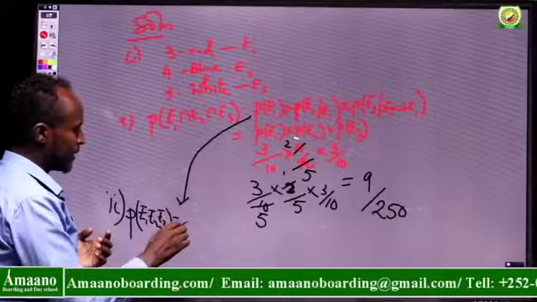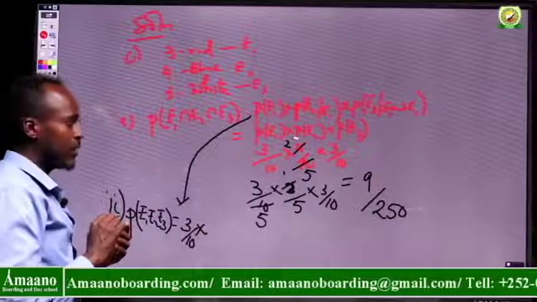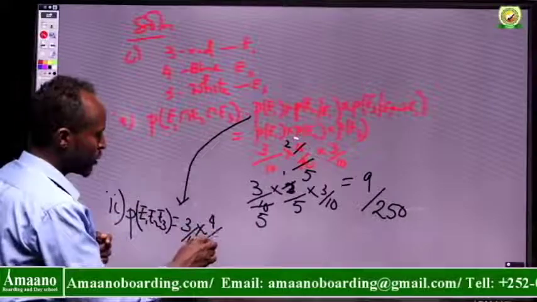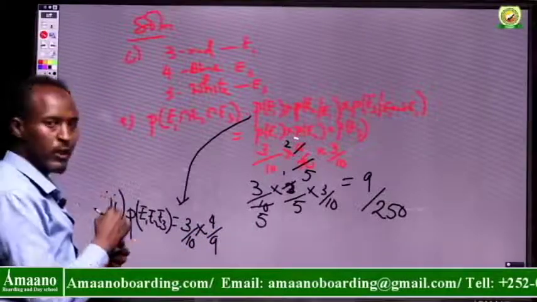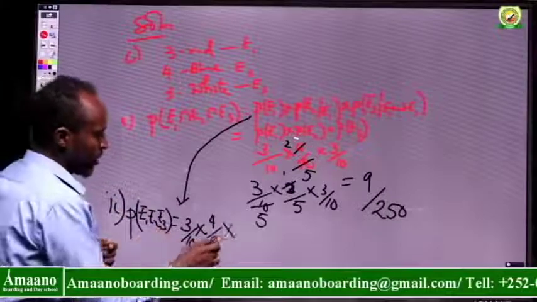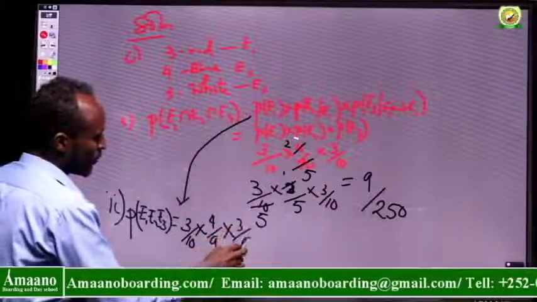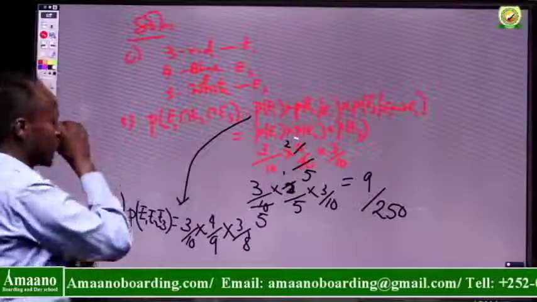Probability of getting first red is 3 over 10, but it is not replaced back. The second one to be blue, we have 4 blue, but the total number of balls is 9 because the red ball is left out. We removed the red ball from the box. For the third ball to be white, we have 3, but the total number of balls is 8.